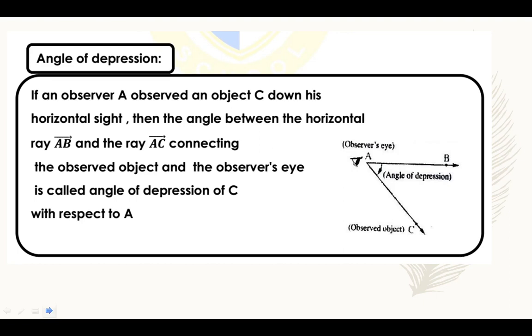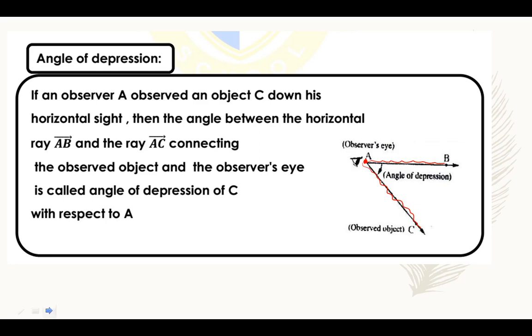And what about the angle of depression? The angle of depression: if an observer A is on the top and observed an object C down his horizontal side, then the angle between the horizontal ray AB and the ray AC connecting the observed object and the observer's eye is called the angle of depression of C with respect to A.